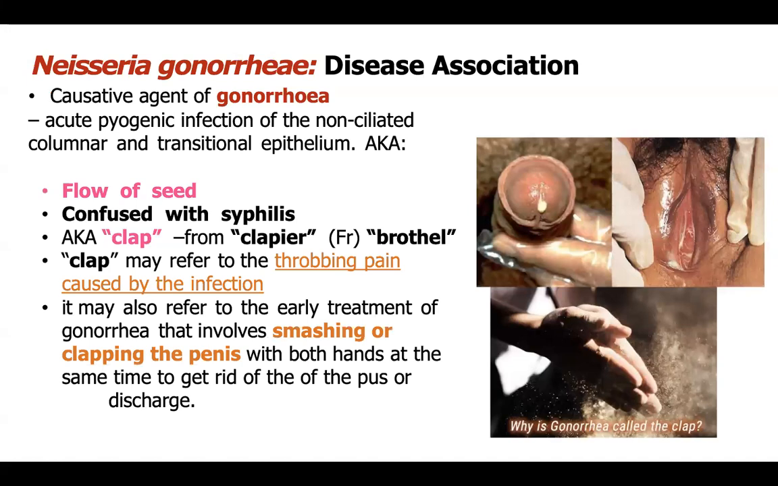Okay, so dito naman tayo kay Neisseria gonorrhoeae. Okay, so disease associated with Neisseria gonorrhoeae is of course the gonorrhea. Okay, and gonorrhea is an acute pyogenic infection. So pus, nana. Okay, it's usually seen in non-ciliated columnar cells and transitional epithelium ng ating genitourinary tract. However, pwede rin namang makita sa ibang parte ng katawan.